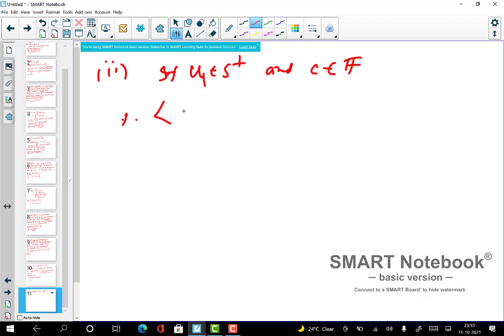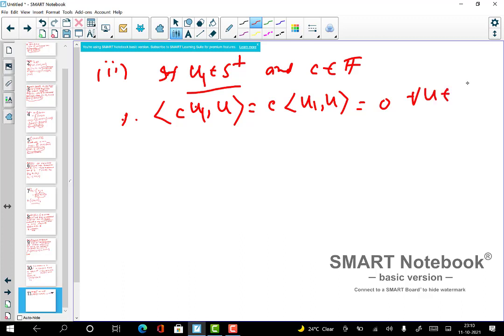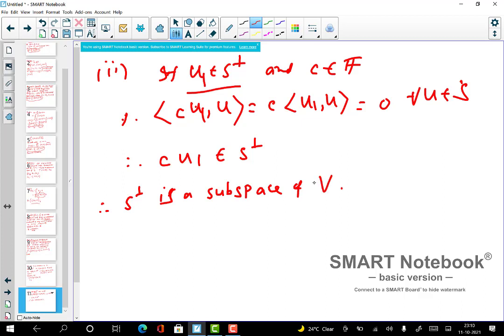Okay, so C times u1 with u, this is nothing but C times the inner product of u1 and u, but because u1 belongs to S bar, this quantity is 0 for all u belonging to S. So what does that mean? That means C u1 is also an element of S bar. This is the proof that S bar is a subspace of V.